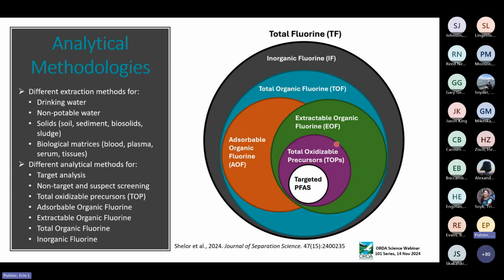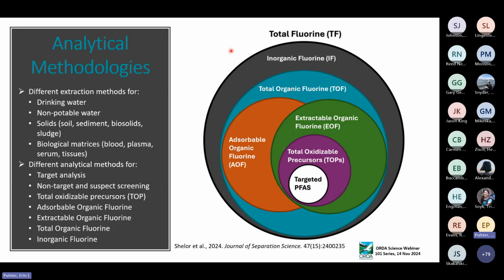Then there's also the TOP assay, or total oxidizable precursor. This is going to give you those PFAS precursors. Then there's the extractable organic fluorine, adsorbable organic fluorine, and total organofluorine. So this would give you the full scope, or the extent, of PFAS contamination you might have in an environment. But knowing what to do with all this and how to interpret it can be tricky.